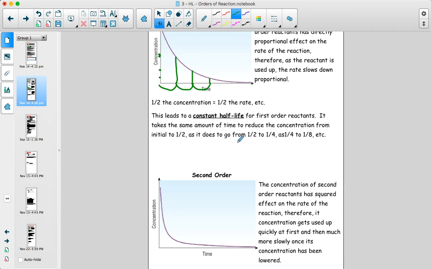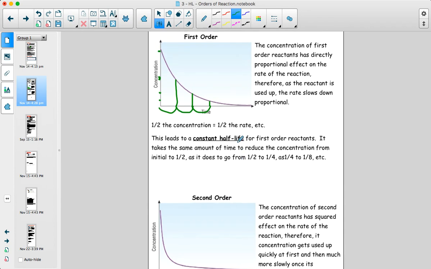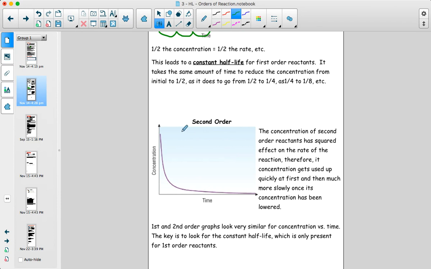And the way you really have to figure it out is to look at which one has a constant half-life. So the time it takes to go from full concentration to half, half to quarter, quarter to eighth, that's a constant time interval. When you look at the second order, they drop much more steeply, and then they decrease really slowly after that. And that's because the change in the concentration has such a huge effect on reaction rate that they get used up quickly at first, and then once the concentration is lowered, the rate really slows down.